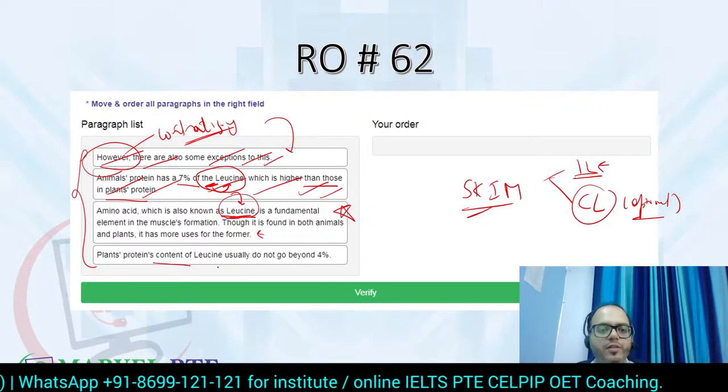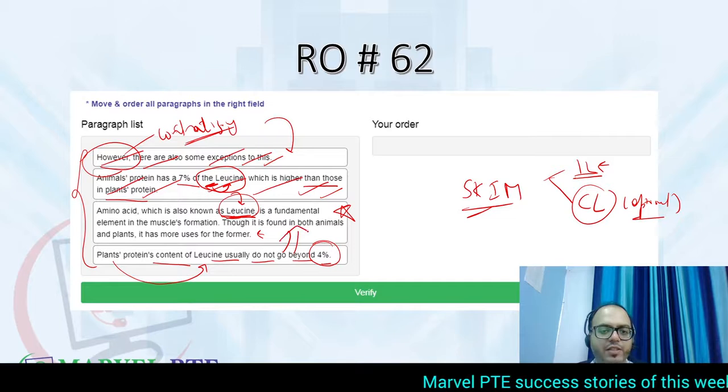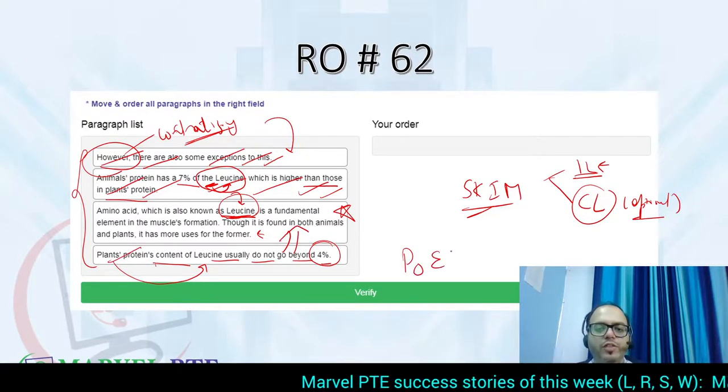Plants protein content of leucine usually do not go beyond 4%. Here, plants are being discussed, leucine is being discussed, so it cannot be independent because where are leucine, plants and animals introduced in this line? So we are going to use the process of elimination.